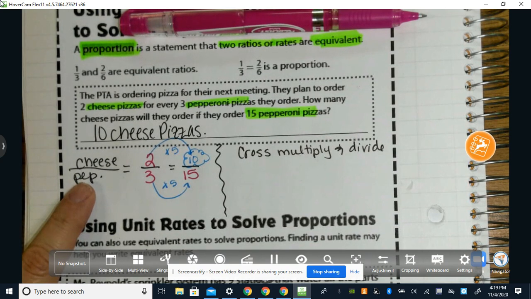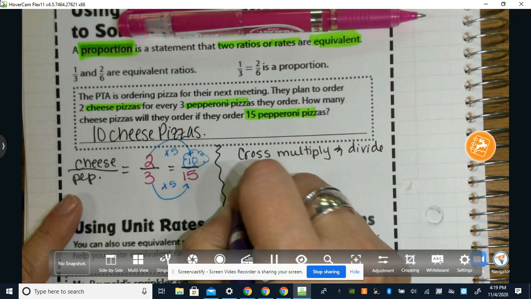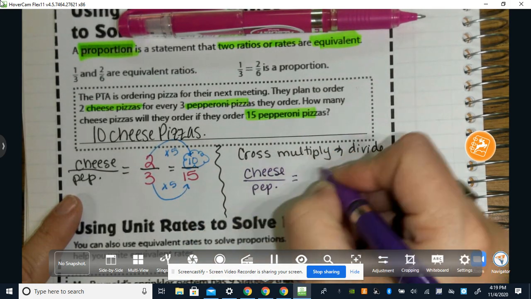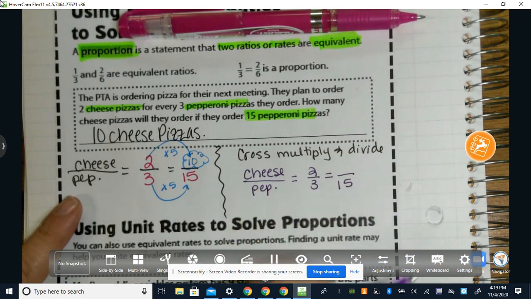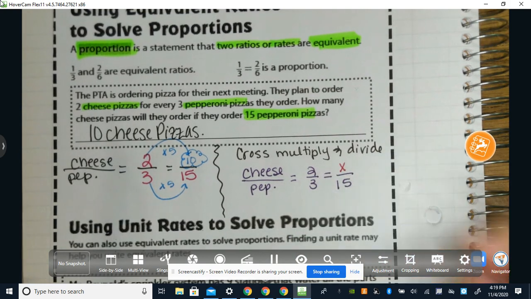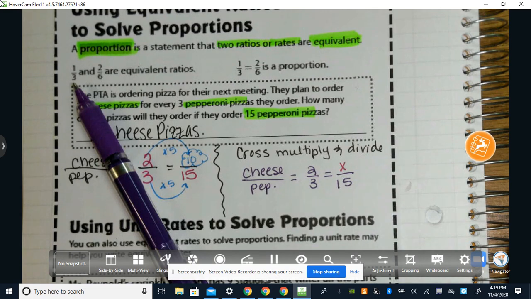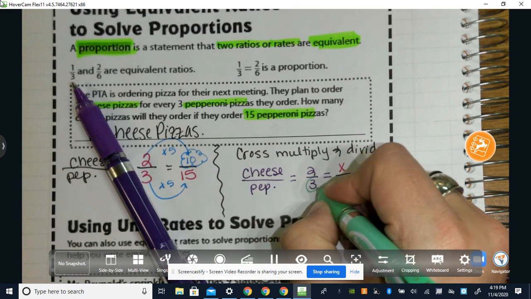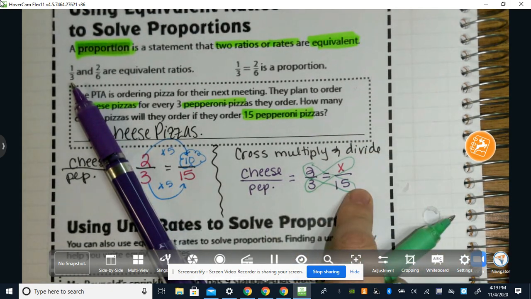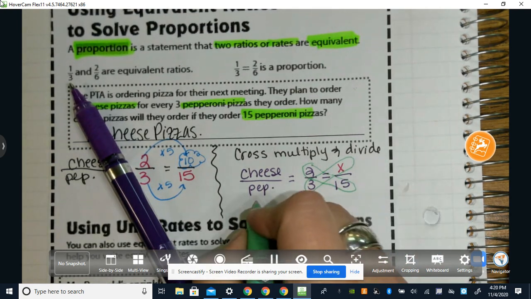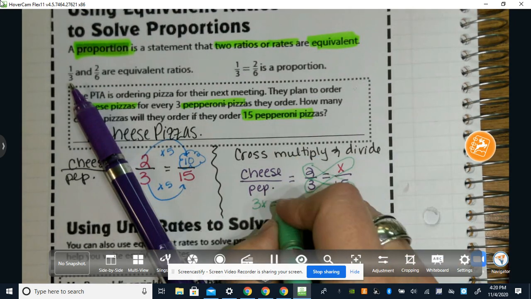So I'm still going to set it up just like I do. So I had cheese pizzas and then pepperoni pizzas is equal to 2 to 3. Is equal to, well, 15 is going to go down here with the pepperoni, but then I'm going to put an X right here, meaning I don't know what that number is. So again, with cross, multiply, and divide, I'm going to cross multiply, kind of like, think about it like the butterfly method to figure out if they're equivalent. So 3 times X, well, that gives me 3X is equal to, well, 15 times 2 is 30.